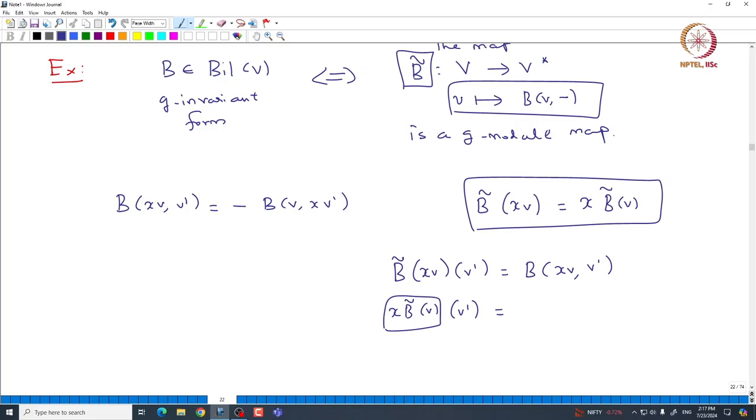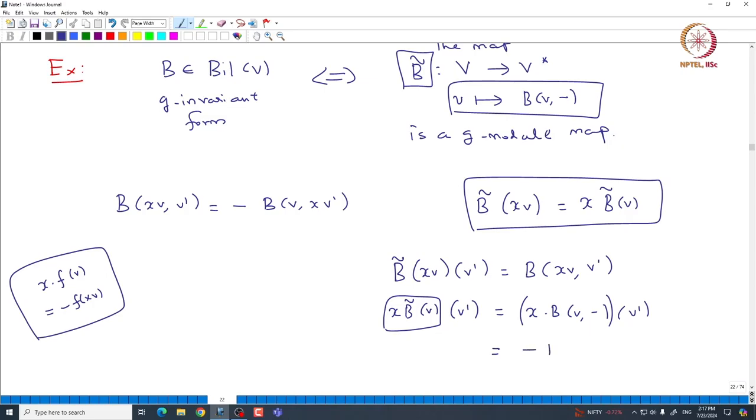Then you can easily see that this is exactly equal to x dot B applied on v dash, because B tilde of v is B of v, dash. That is what it means. Now if you think about it, x dot f of v is defined to be minus f of x v. This is how the action of G is defined on the dual. So that means this is exactly equal to minus B of v comma x v dash.